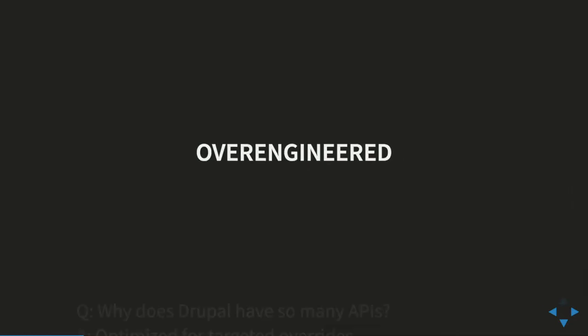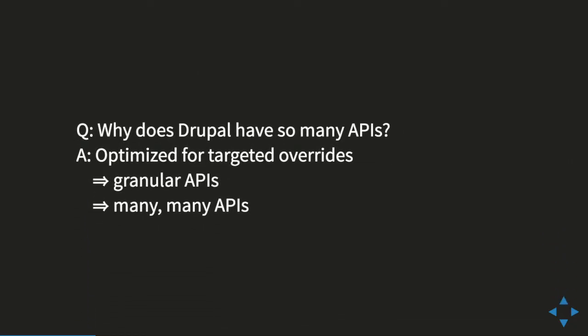So over-engineered, why? The question basically is, why does Drupal have so many APIs? Well, I think the answer, this is my perspective, is that we optimize for targeted overrides. So you want to be able to override that one small thing. The consequence of wanting to be able to do that is that you need granular APIs, to be able to touch those very small, very specific things. And as a consequence of that, because there are many things that can be granularly overridden, we have many, many APIs.